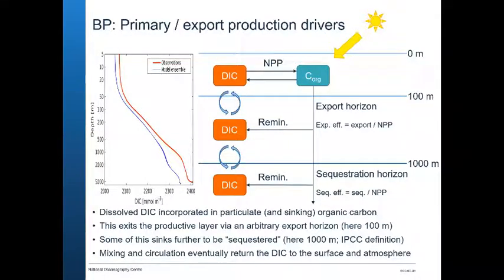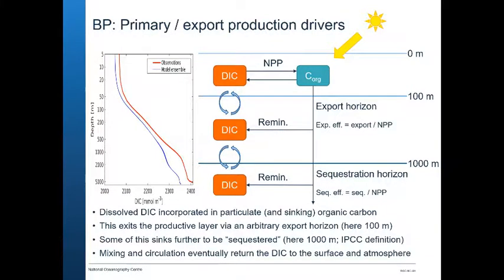On the left-hand side there, I'm showing what UKESM is doing for a DIC profile. So you can see at the moment we're not doing well. We have an offset, which we explored in the paper we published yesterday, but on the whole the pattern is not too bad. And of course, ultimately, physical processes return this DIC from the deep ocean back up to the surface where it can interact with the atmosphere again, which Chelsey also talked about.